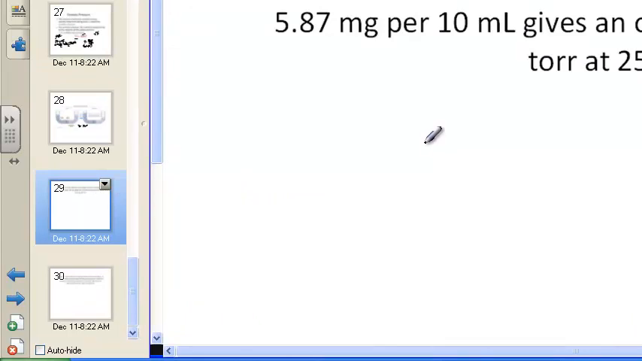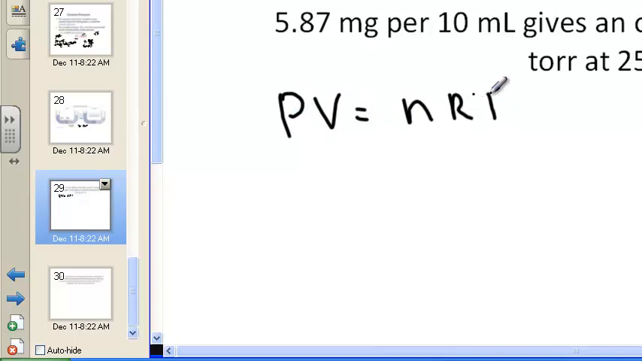Let's find the molar mass of a protein if 5.87 milligrams per 10 mL gives an osmotic pressure of 2.45 torr at 25 degrees Celsius. All right, so I'm a beginning student. Here's all I know: PV equals nRT. And actually, that's a pretty powerful PV equals nRT.